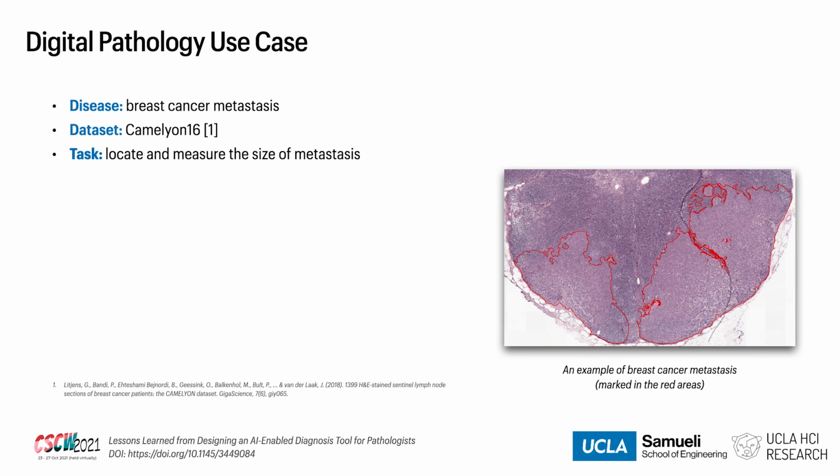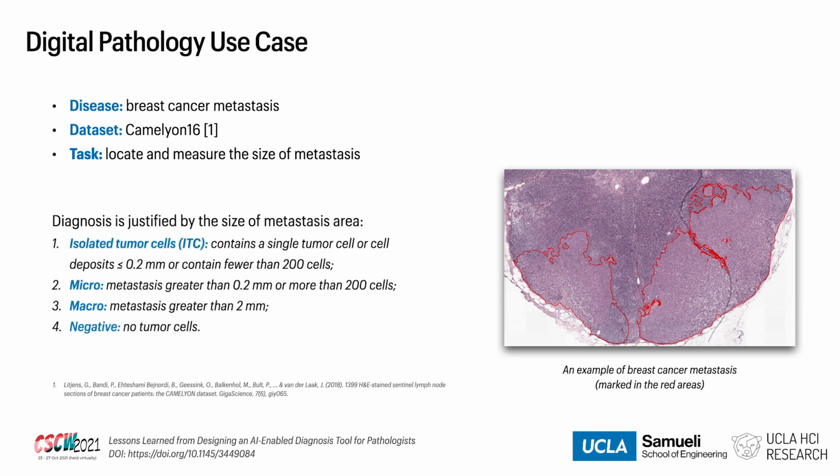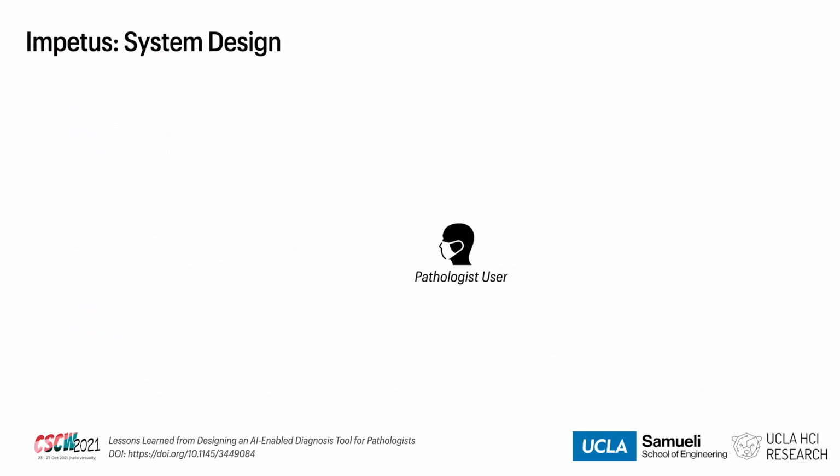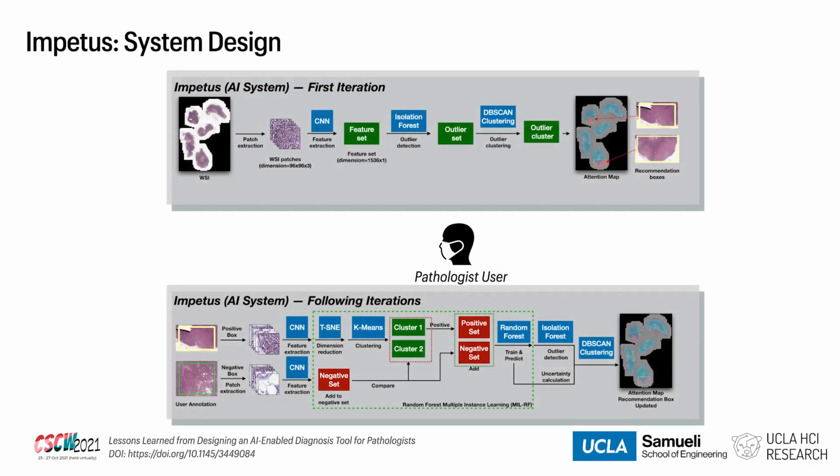In this work, we chose the medical application of breast cancer metastasis to explore the potential way that a doctor can use an imperfect AI. Here, pathologists need to locate the metastasis areas and diagnose according to the size of the metastasis. Starting from the disease type, we built Impetus AI's workflow surrounding human pathologists.